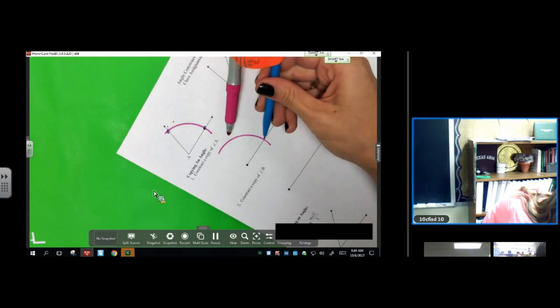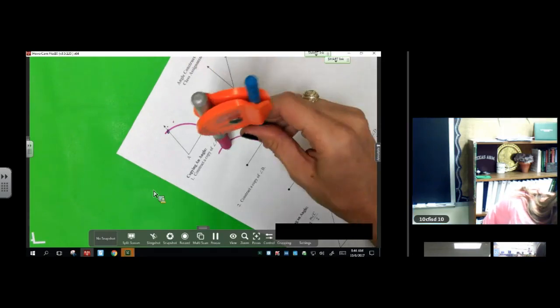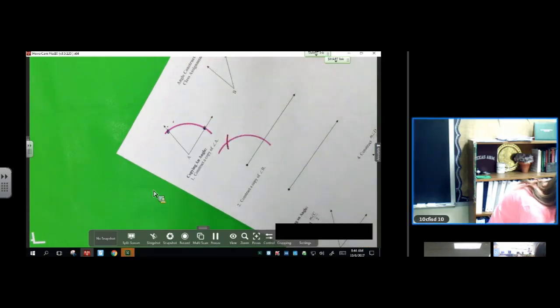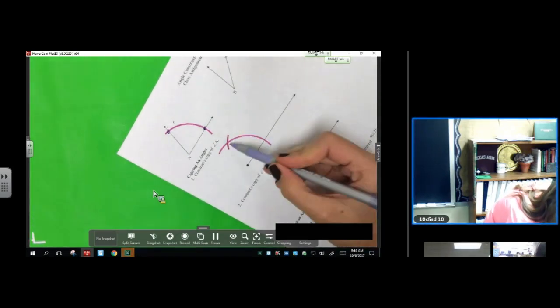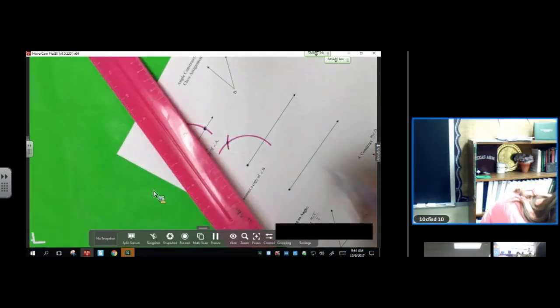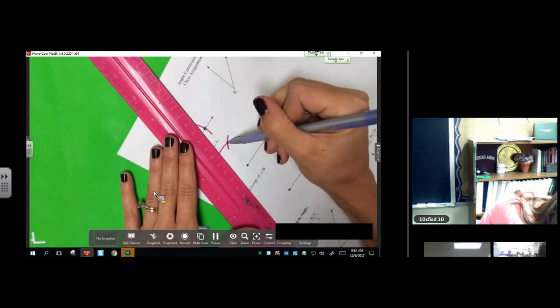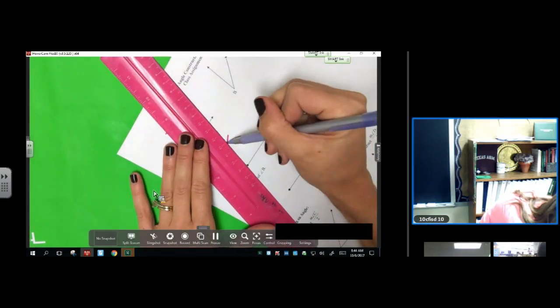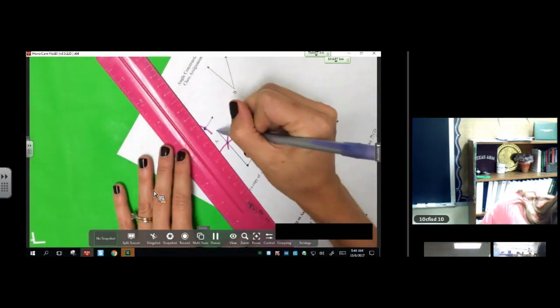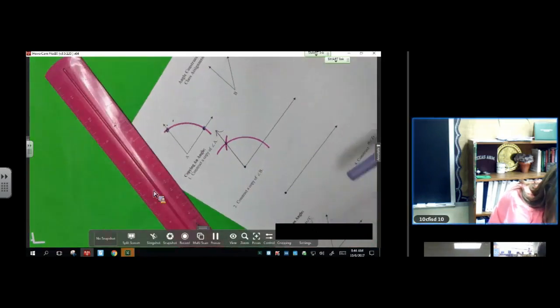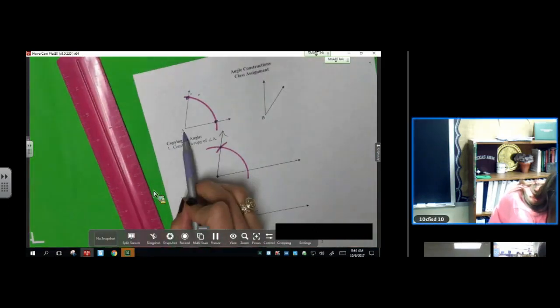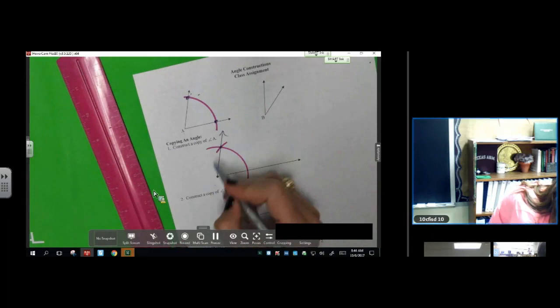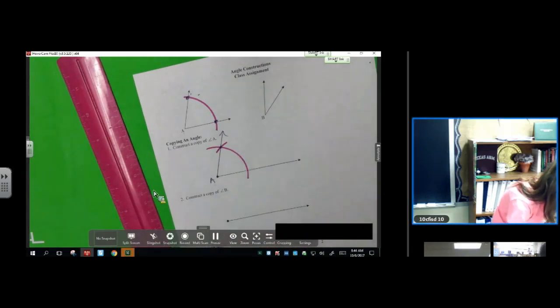I put my needle right here, and I'm going to have a little arc going the other way. Once I have this opposing arc right here, I know that's where I need to head. So I start at my vertex and I head through that intersection right there, and voila, I have copied angle A right down here, only using a compass and a straight edge.